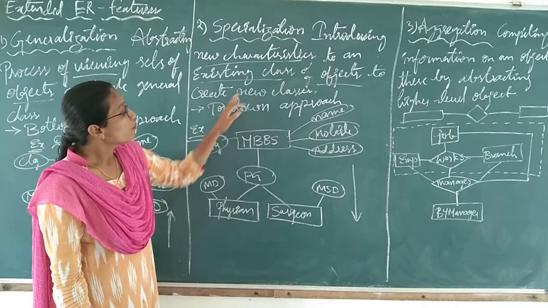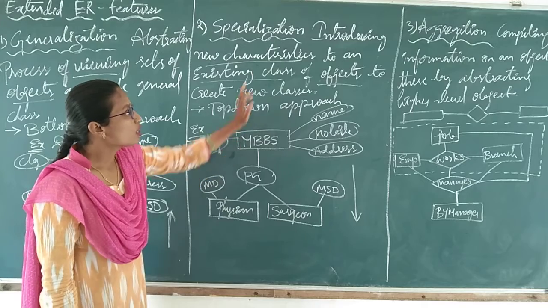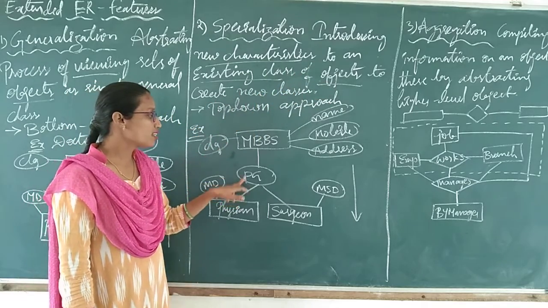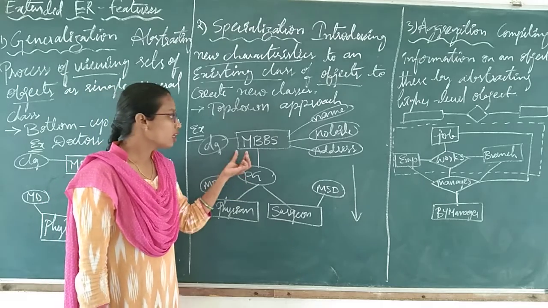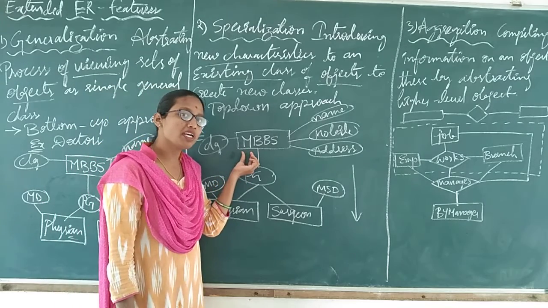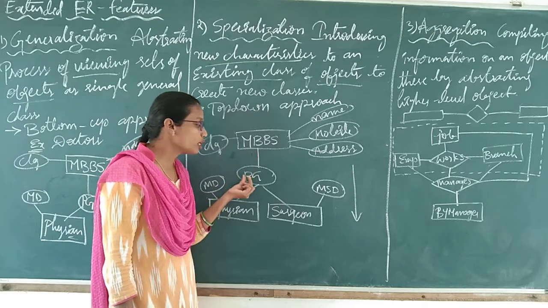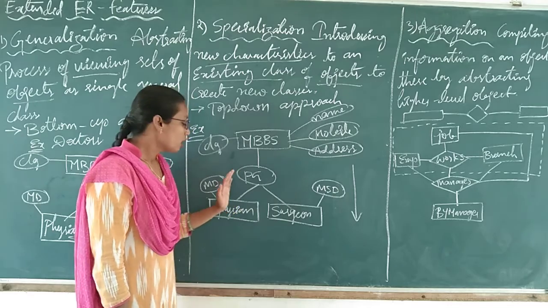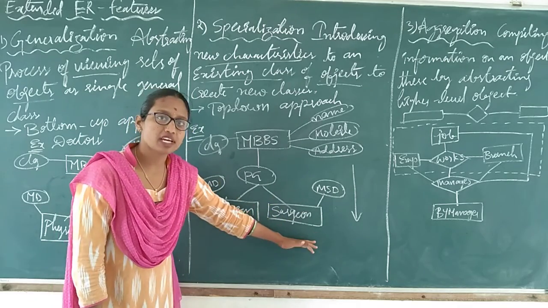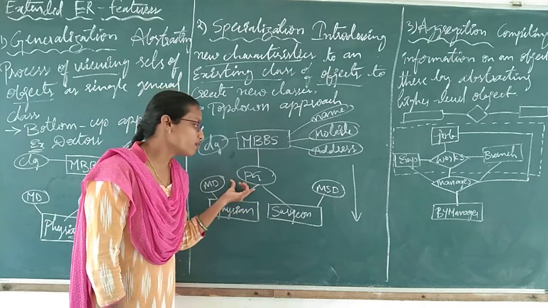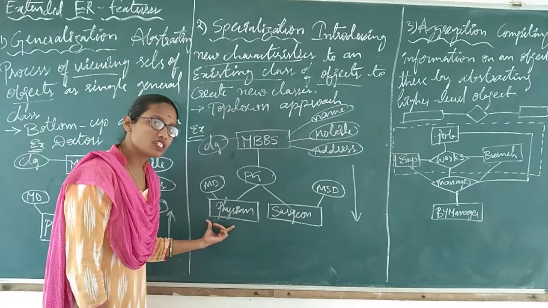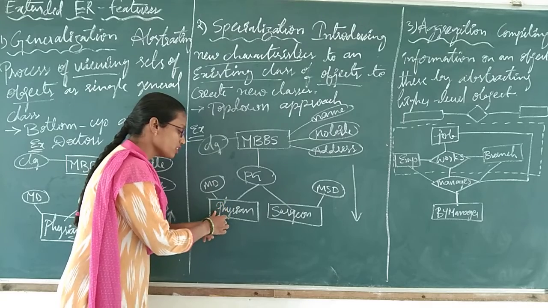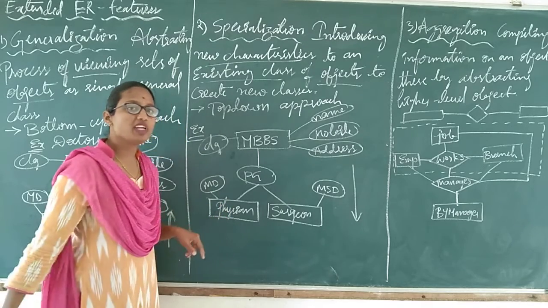And the next, these classes of objects create new classes. PG. After completion of the MBBS, that student will do the PG, and the student will select physician or surgeon. For example, the student selects the physician role, and after selecting that, will do the MD.